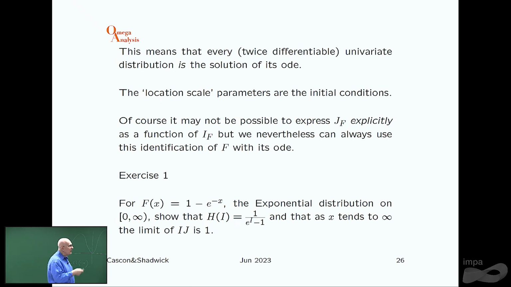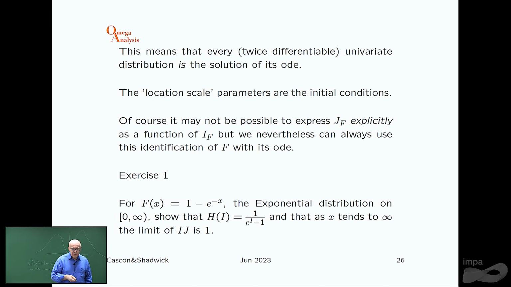So every distribution, as long as we can differentiate it twice, we can regard as the solution of this ODE. There's a unique ODE attached to it. Different H of I's are different equivalence classes. Each equivalence class is a distribution with its whole parameter range, location-scale parameter range. And that's all that's there.